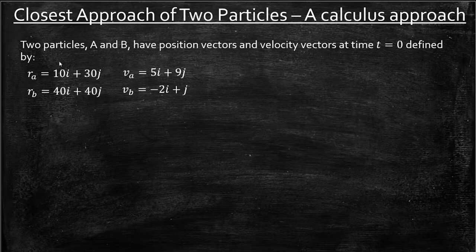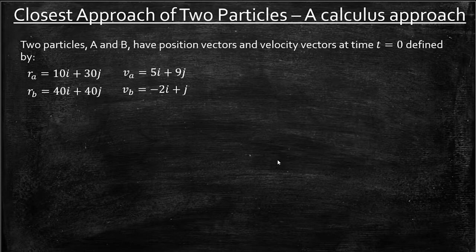Initially, A is going to be at 10i and 30j, and B is initially going to be at 40i and 40j. Particle A is traveling in this direction, and particle B is going to be traveling in that direction. So they have position vectors and velocity vectors at time zero defined by this and this. And the first thing we need to do is find out what the position vectors at time t are for particle A and particle B.